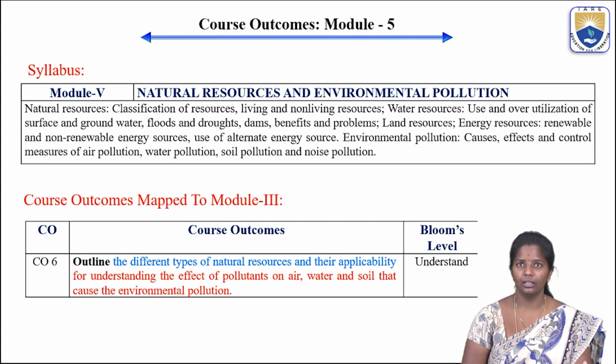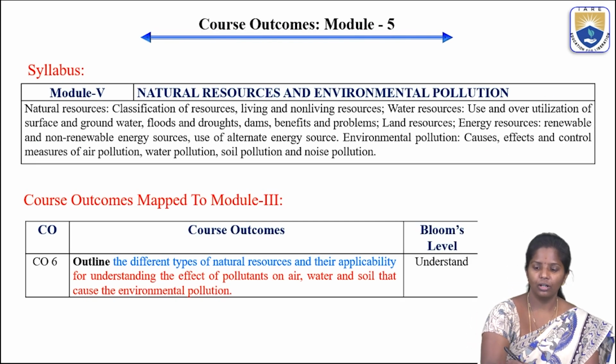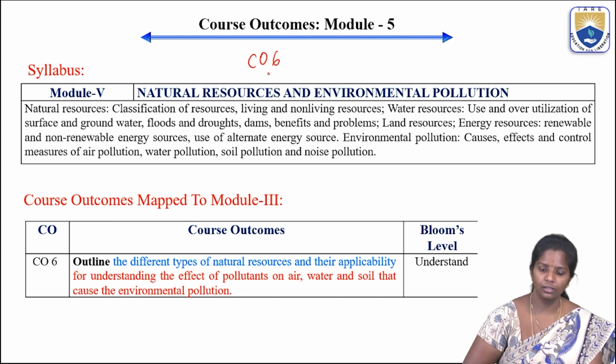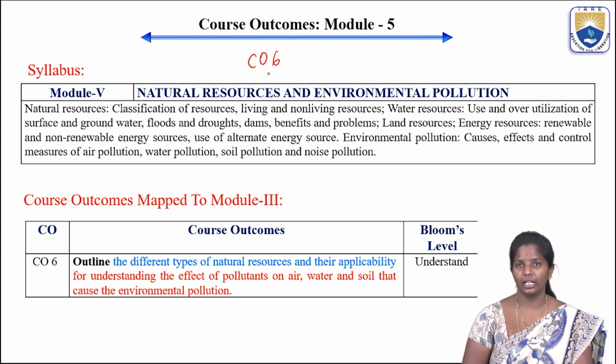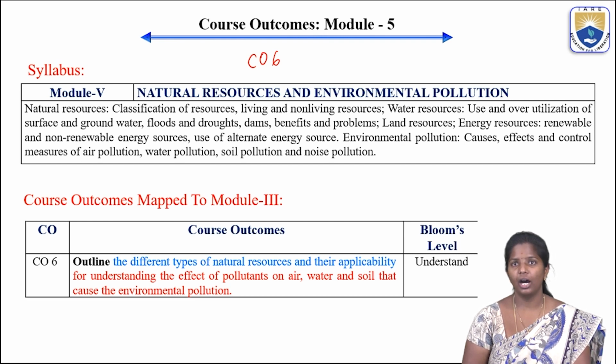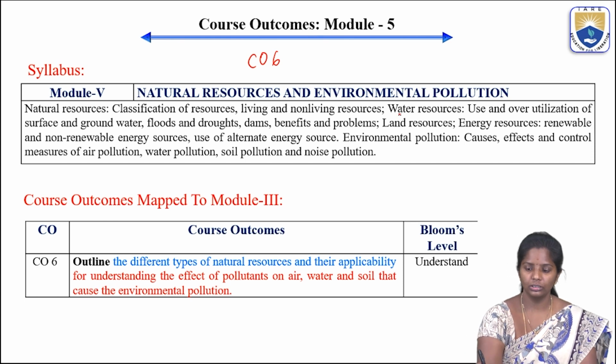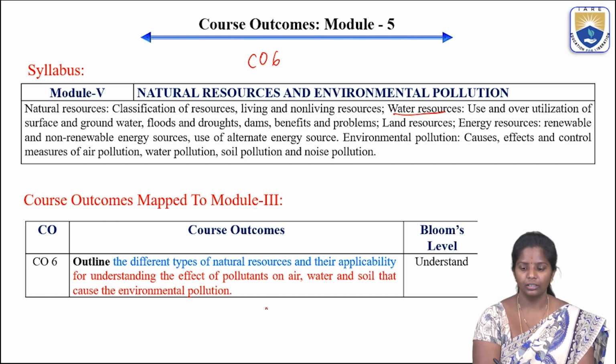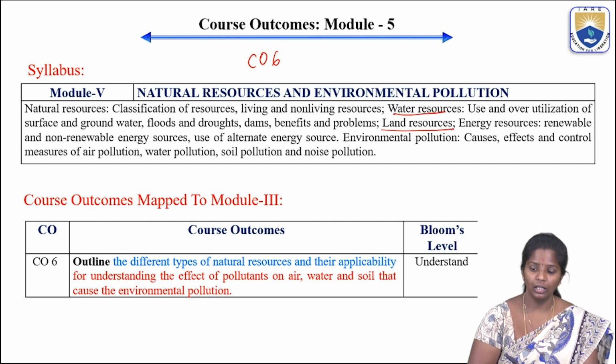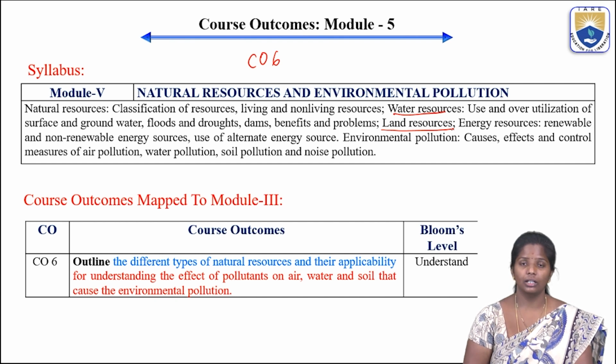Then coming to module 5, or course outcome 6: natural resources and environmental pollution. This gives an understanding of what the natural resources are, what resources are used, and their problems. Then land resources, renewable and non-renewable energy sources, then pollutions: what the different pollutions are and how pollution takes place.